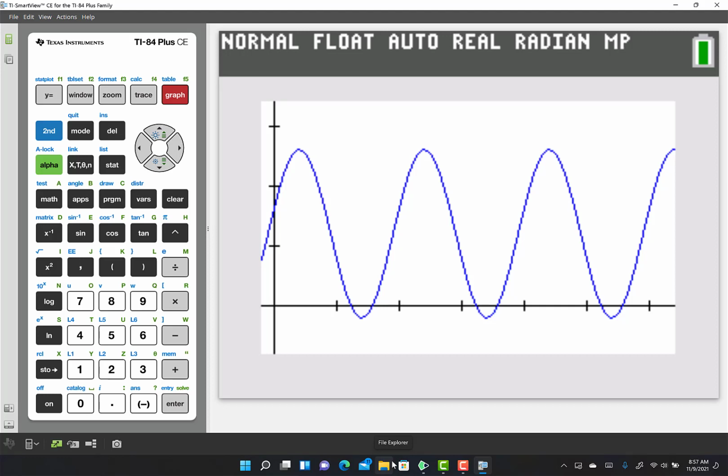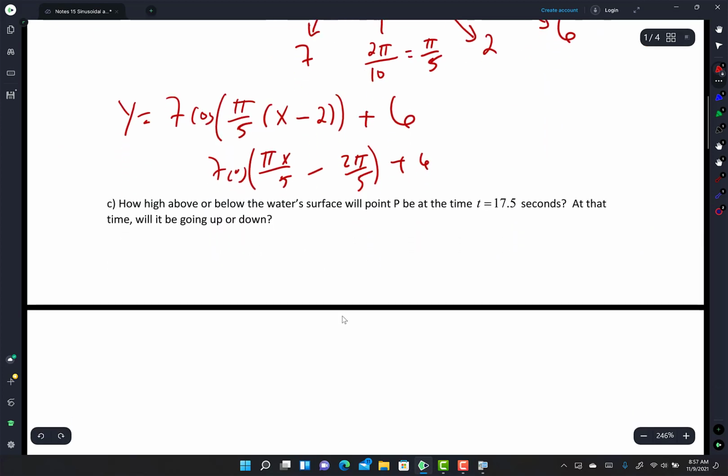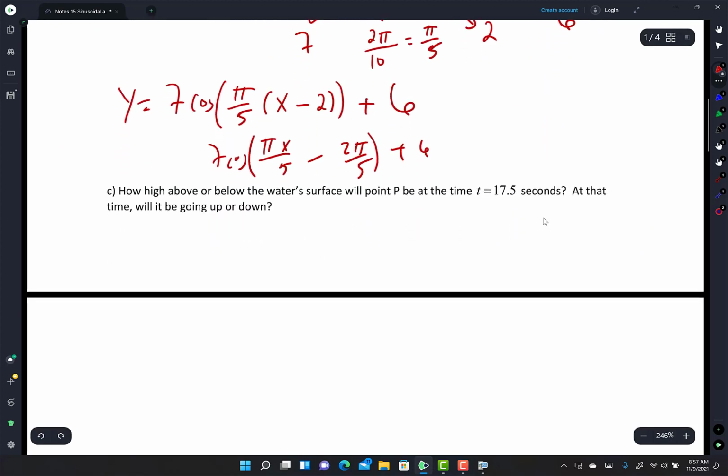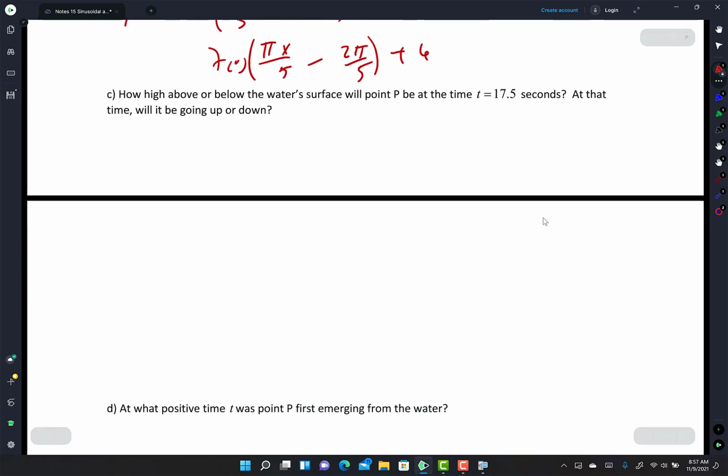All right, so here we go, guys. We got that, we're good to go. Let's go to the next question. Mine came up a little weird there, but that's fine. It should have been down here. How high above or below the water surface will point P be at time 17.5 seconds? At that time, will it be going up or down?